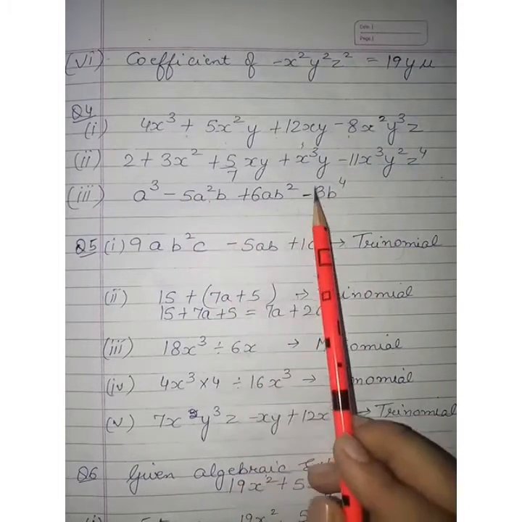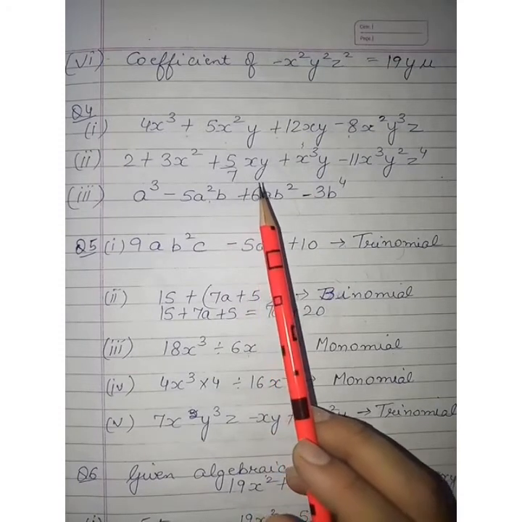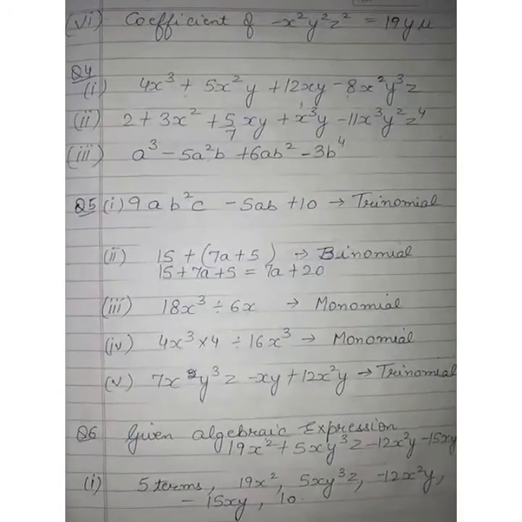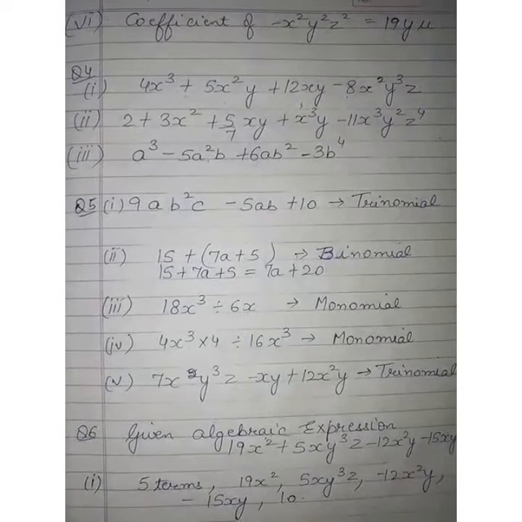Similarly, you will do these two parts. Simply you have to replace the comma with the addition sign. Now move to question number 5. Identify monomial, binomial and trinomial. Monomial means one term, binomial means two terms, trinomial means three terms. If any algebraic expression has one term, then you will write that it is a monomial. If any algebraic expression has two terms, then binomial. Similarly, if three terms are there, then we will write it as trinomial.